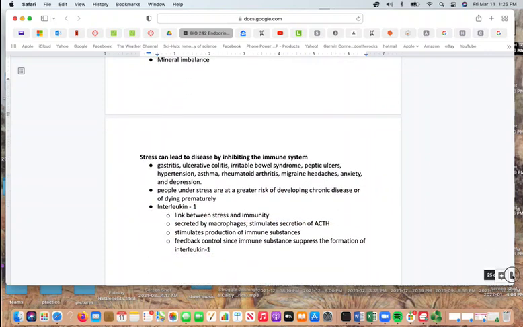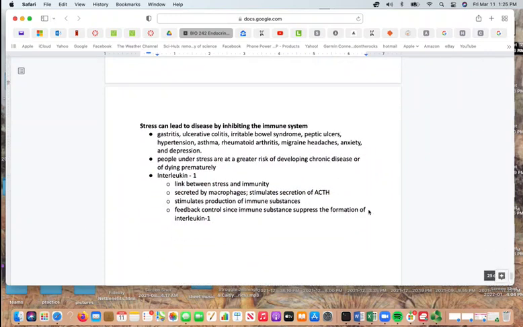Mineral imbalance, so some conditions that you can see as a result: gastritis, ulcerative colitis, irritable bowel, peptic ulcers, hypertension, asthma, rheumatoid arthritis, migraines, anxiety, depression. None of those are a good thing for a person. So a person under stress is at greater risk of developing chronic disease and dying prematurely.